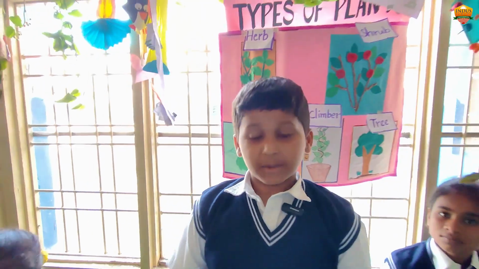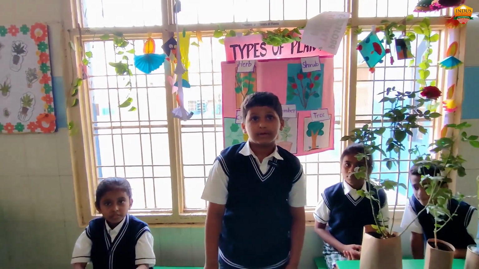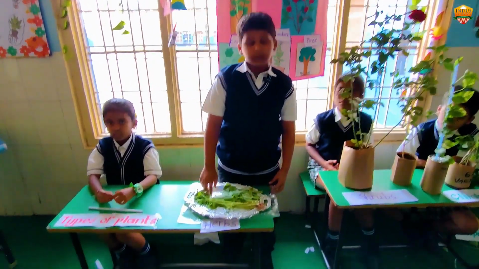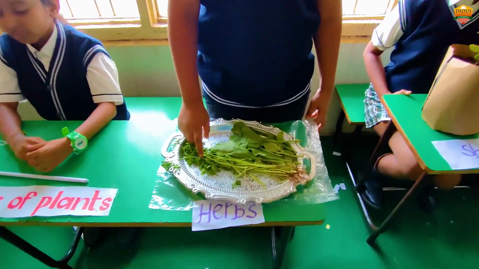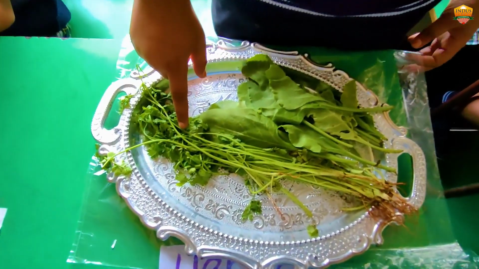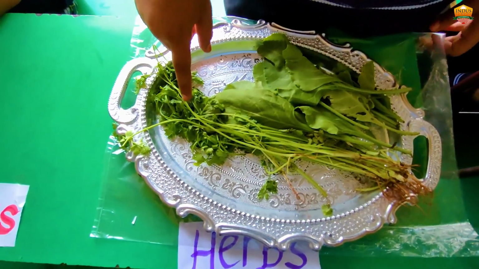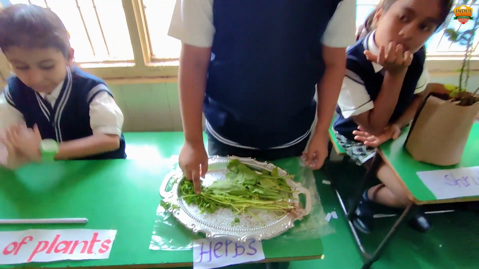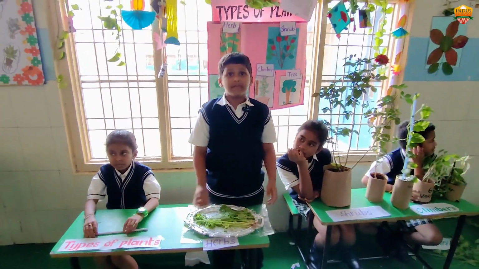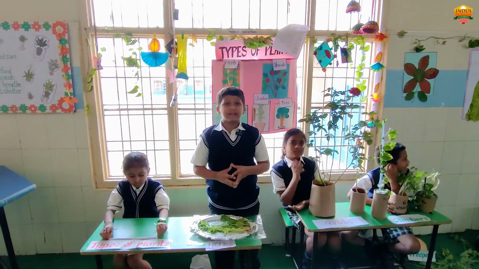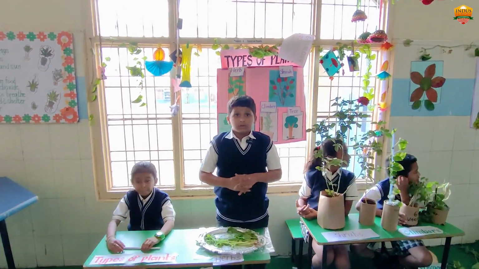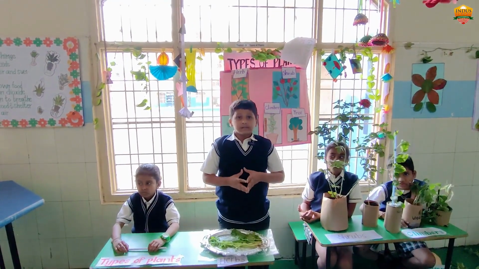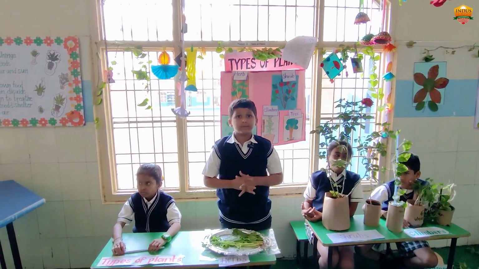Thank you. Good morning, sir. Please touch this stem. How is it, sir? Soft or hard? Yes, sir. It is soft. Plants which have soft, delicate, and tender stems, and are short, are called herbs. They can survive for 2 to 5 months. There are many varieties of herbs present in nature. Some are used in cooking. Some have medicinal properties. Some are used in the cosmetic industry.